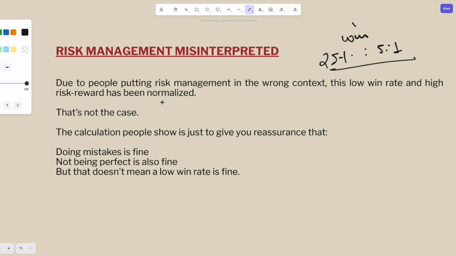And this should not be the case. It has been normalized, but that's unfortunate. This calculation is valid. I'm not saying it's wrong, but it is just to give you some reassurance, just to pacify you that if you are committing too many mistakes, that's okay. Mistakes are absolutely fine. Not being perfect is absolutely fine. You can work towards being perfect. You can never be perfect, as they say. You can work towards it, but that doesn't mean you will normalize a low win rate just because this calculation starts justifying it. It's not the way.